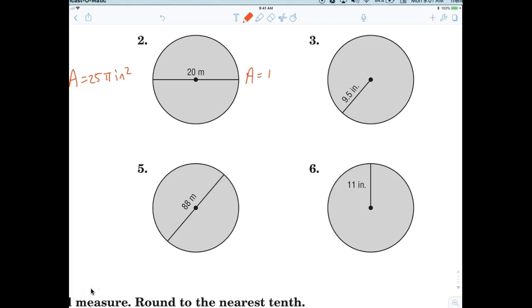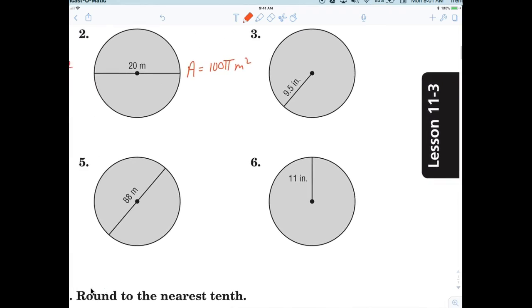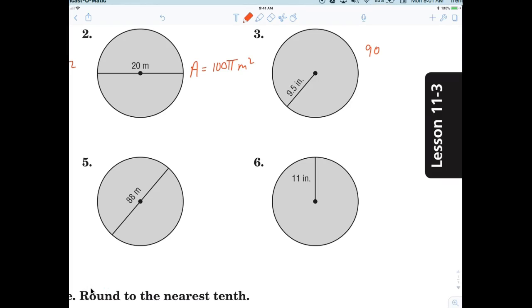100 meters squared times pi. 9.5 squared pi. 90.25. So 90.25 pi inches squared.